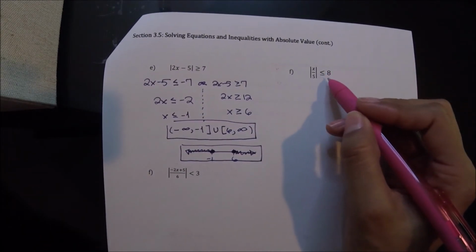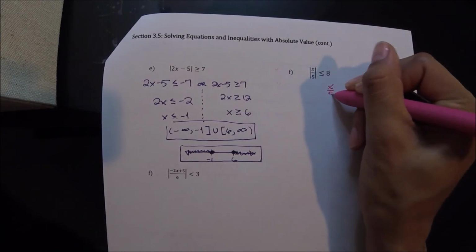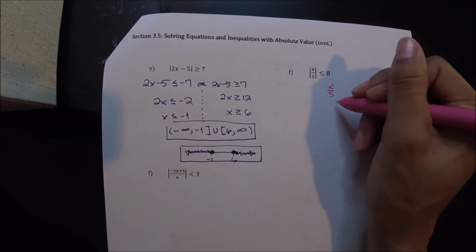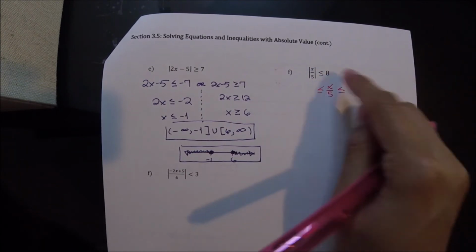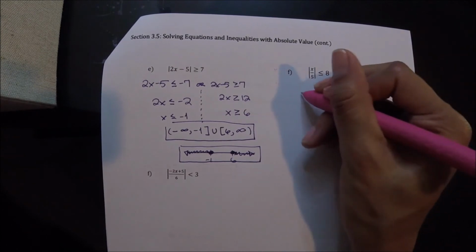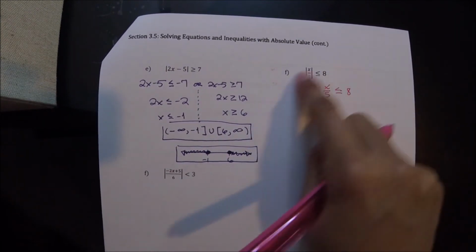Now we have a less than or equal to, so when you have that, you take the expression out of the absolute value, so x over 5, and then we put it into one big compound one. We put -8 over here and +8 here. And then we solve this all at once.